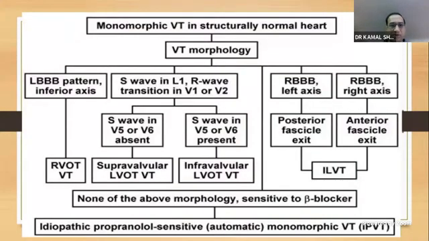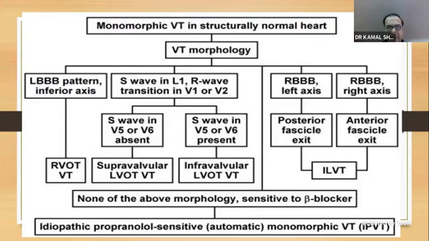And so basically, when you're looking at a morphologic VT in a structurally normal heart, either it's an LBBB pattern with inferior axis where it is called an RVOT VT, which would help, as I mentioned already. The LBBB pattern would mean it's coming from the right side. And if it's positive in 2, 3, aVF, which means it's an RVOT VT. If you find S waves in L1 and R wave transition in V1 to V2, and S wave is present in V5 or V6, then it is infravalvular. If the S wave is absent, then it is supravalvular. So based on the RVOT and the LVOT, you can decide from the pattern, as I said, LBBB versus S wave in L1 or R wave in V1 to V2. And again, you can look at the S waves in V5, V6, which can help you in differentiating supravalvular versus infravalvular LVOT. Again, RBBB with left axis is, of course, posterior fascicular exit, and RBBB with the right axis would be anterior fascicular exit, which is the ILVT as we call them.